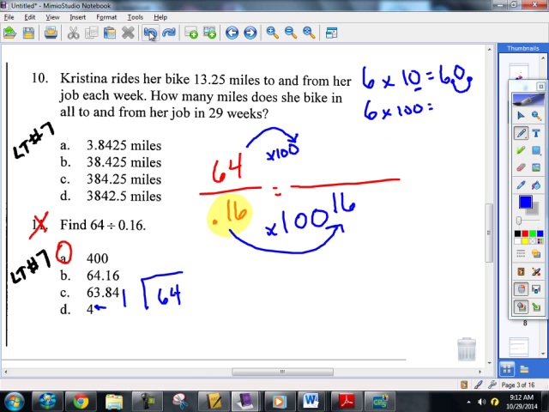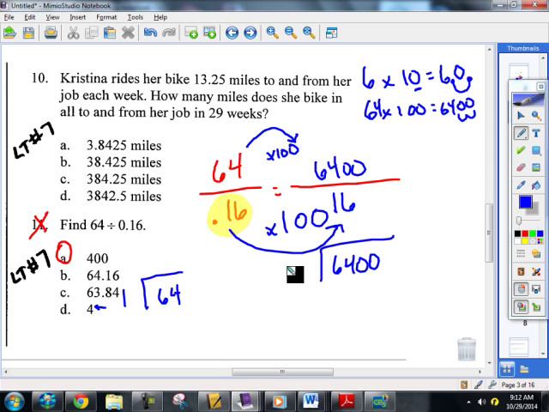So we've got to do 64 times 100. Here we go. The decimal in 64 is right after it, and I need to move it 1, 2, right? 6,400. That's the appropriate problem. Do you guys understand that? Those of you that got D, you did not change your dividend. You can't just change the divisor without changing the dividend. Okay? So here we got 6,400.